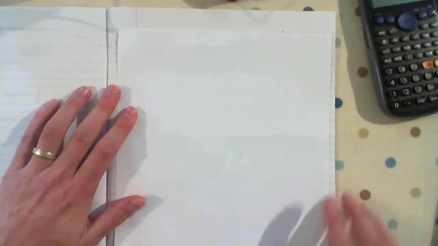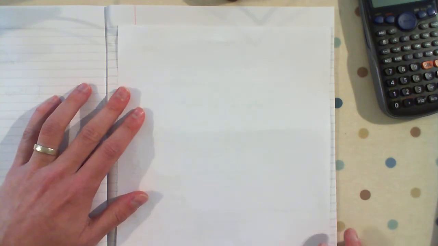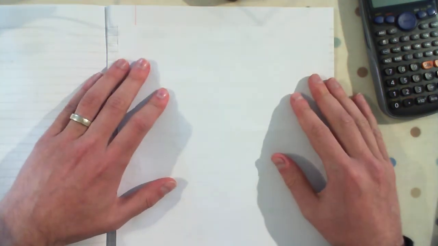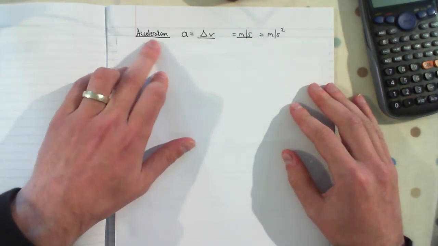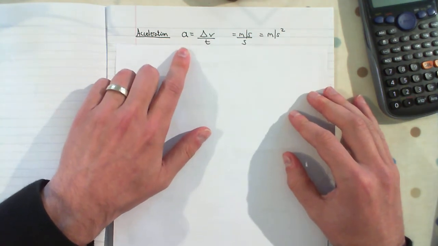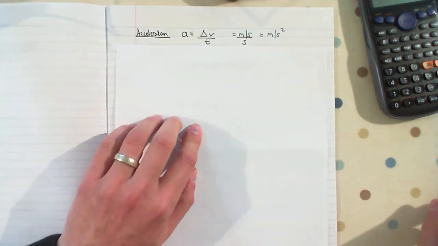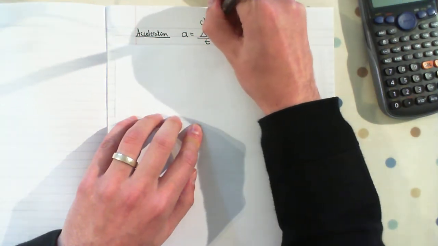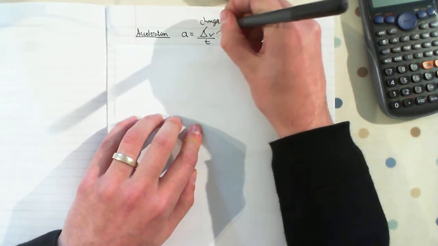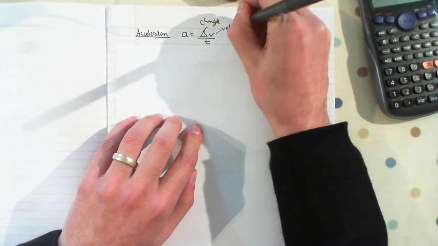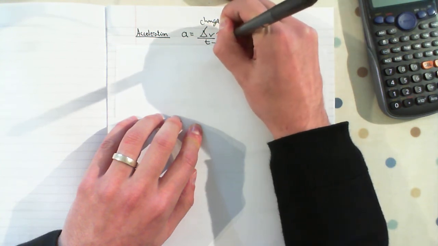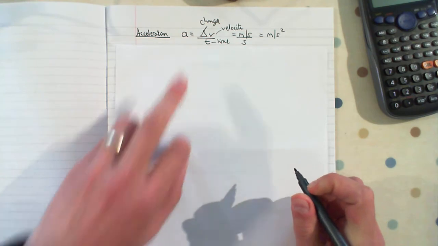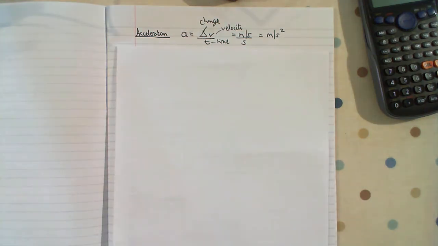So now we know the difference between speed, distance and displacement. We now need to know what acceleration is. An acceleration, the letter A, is the change in velocity. Triangle in physics, the delta, means change. V stands for velocity. T stands for time. And A stands for acceleration. So the change in velocity divided by time.